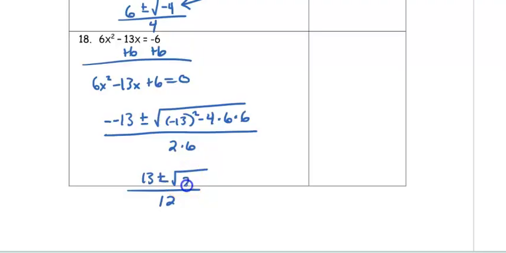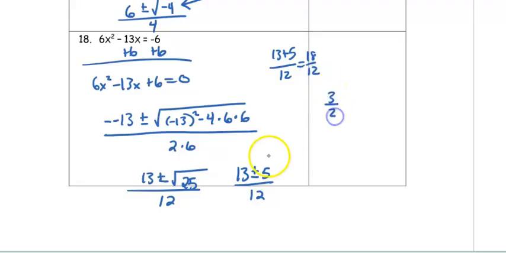All right. And so once again, type in the discriminant, the part underneath the square root, which is 25. So the square root of 25 is 5. So if I try 13 plus 5 over 12, that's 18 over 12, which is 3/2. And if I try 13 minus 5 over 12, that's positive 8 over 12. Which is 2/3.